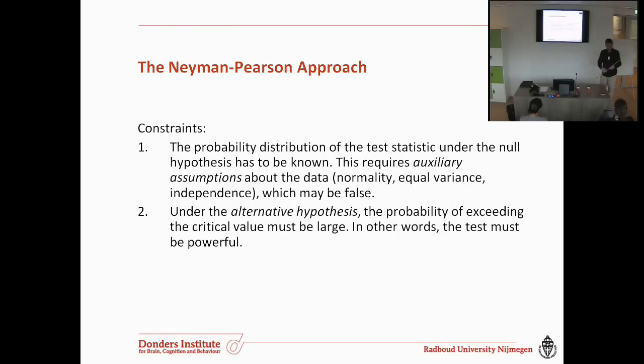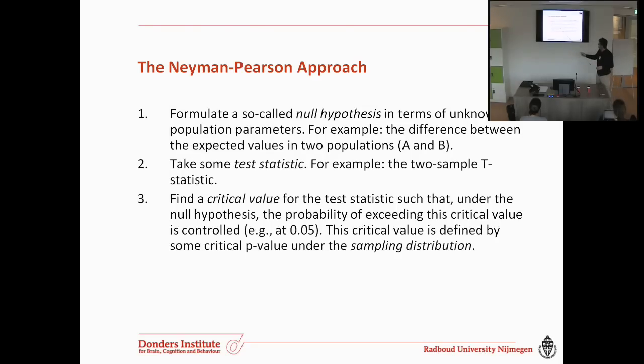Okay, so that's the procedure and a little bit of the rationale behind it. There are some constraints to that approach, and these constraints will turn out to be very important when you go to neurobiological data. First of all, the probability distribution of the test statistic under the null hypothesis has to be known. Yeah? So when you pick a test statistic, you must be able to prove what is the probability distribution of that test statistic under that null hypothesis.